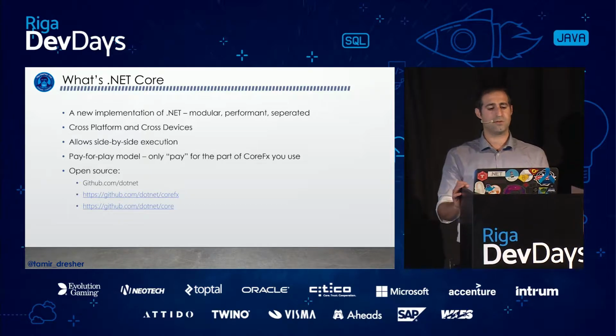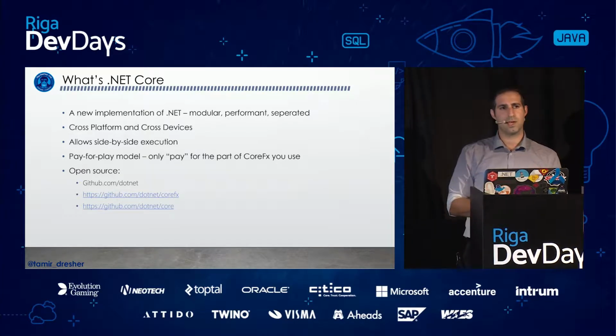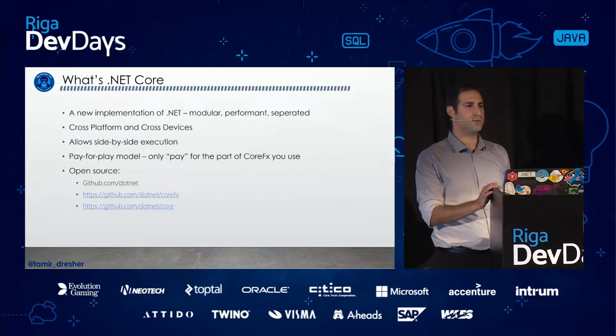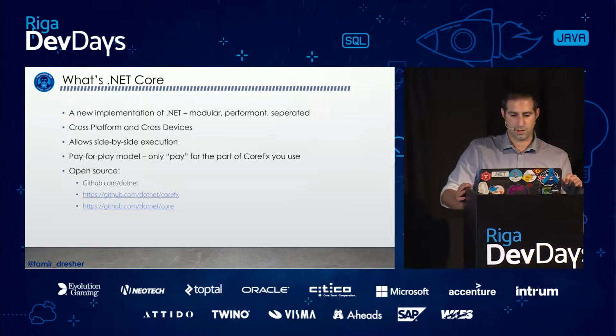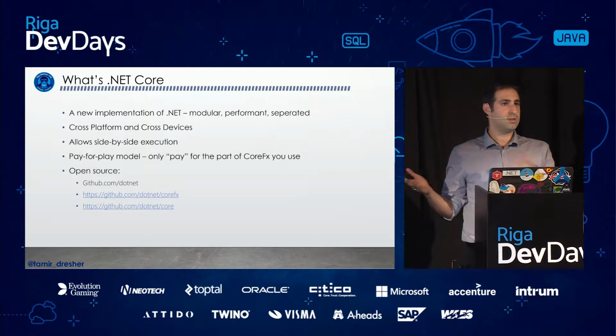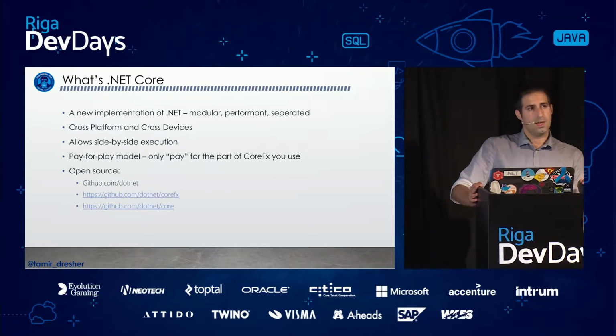.NET Core is cross-platform and cross-device, which means that you can run a .NET Core application on all kinds of versatile platforms: Linux, Mac, of course Windows, and all kinds of Linux distributions. And you can use it to run on different devices, IoT devices, mobile devices, and so on.